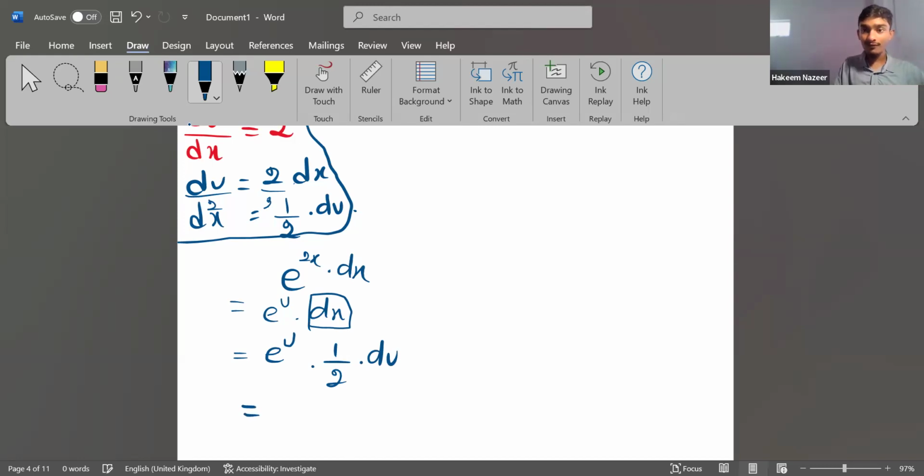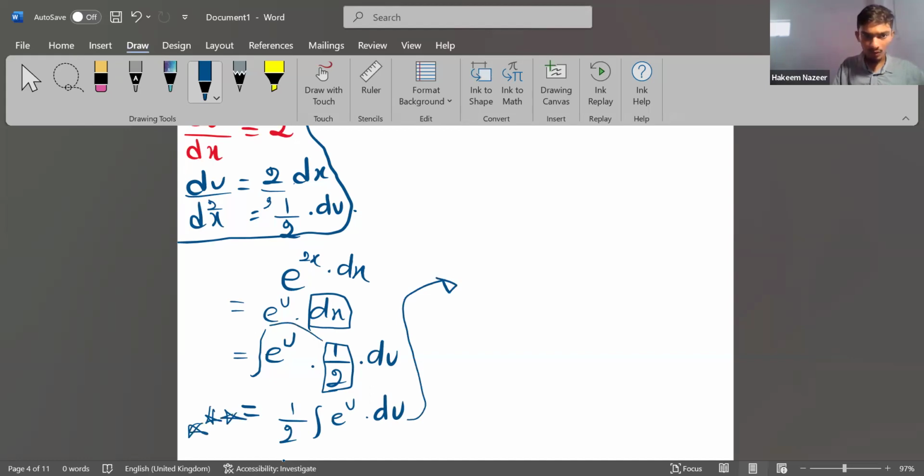Then this half is a constant. We need to integrate. This is the constant. We just take it out of the integral, leaving e to the power u du. I split it; this is the important step. I just took out the half, leaving e to the power u du. We just apply the substitution.